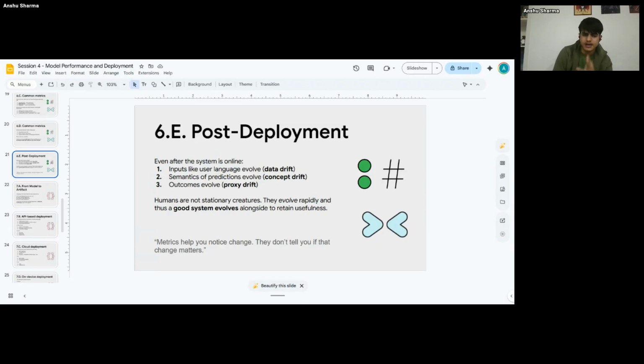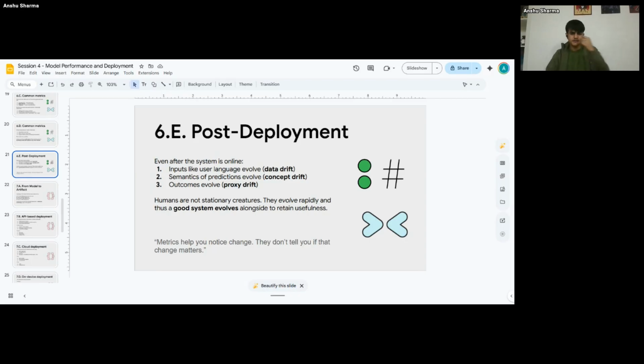So these happen over time. That's why it's called a drift. It slowly changes over time. So data drift happens when inputs to the model evolve over time, so they do not remain the same over the years. Semantics evolve of what we are trying to predict with the model. That is known as a concept drift. So at one point of time, the aim was to predict house prices, but over time the aim evolved, right? So that is a concept drift, and a proxy drift is when the outcomes of the model evolve, right?